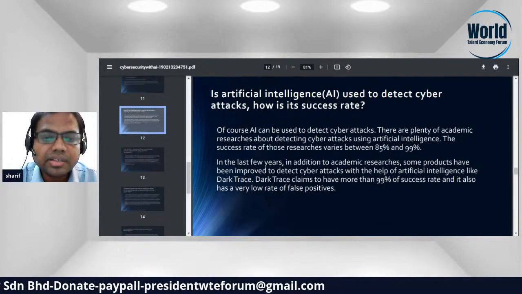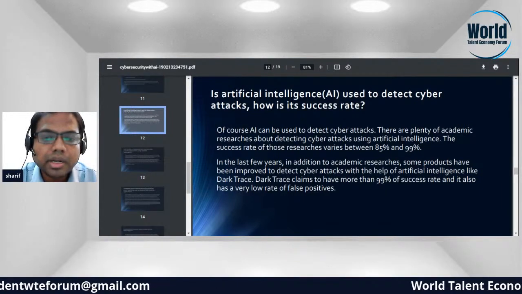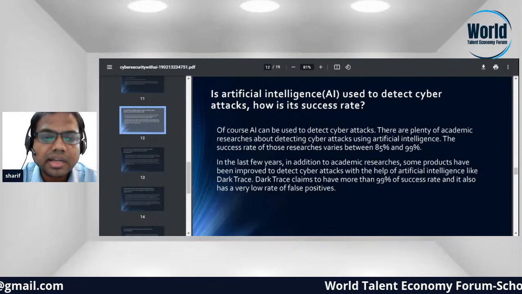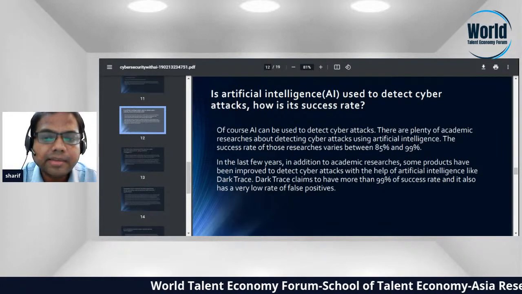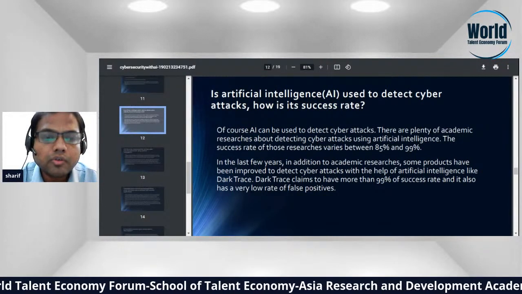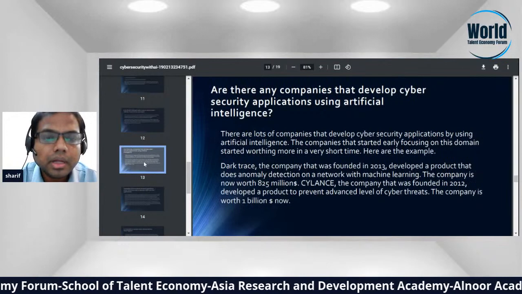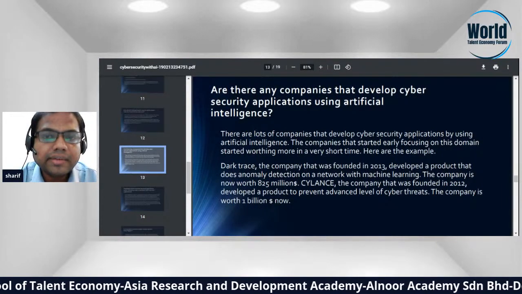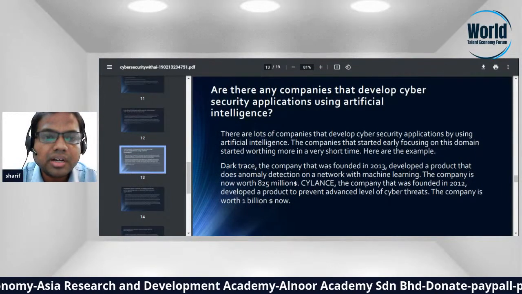In the last few years, in addition to academic research, some products have been developed to detect cyber attacks with the help of artificial intelligence, like Darktrace. Darktrace claims to have more than 99% success rate, and it also has a very low rate of false positives.